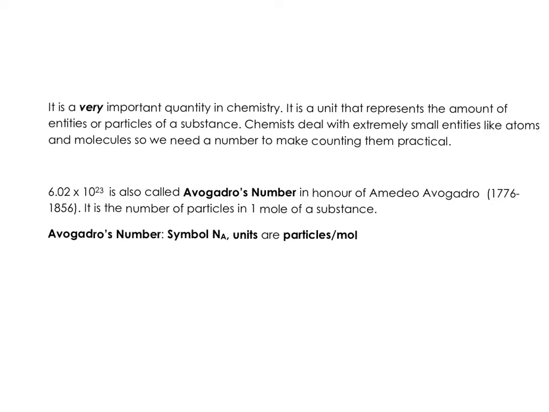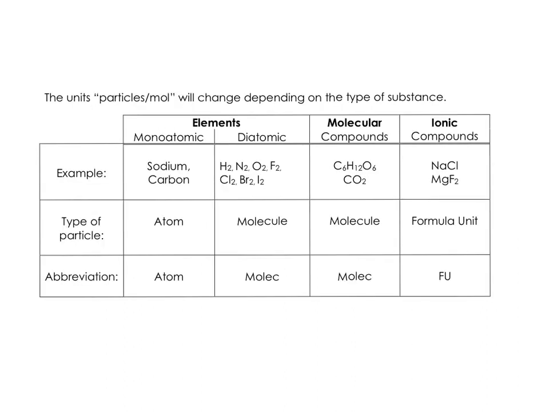So Avogadro's number has a symbol, big N, subscript big A, and the units are particles per mole. But you have to put in the type of particle where it says particles, in particles per mole. And that will change depending on the type of substance in the question.